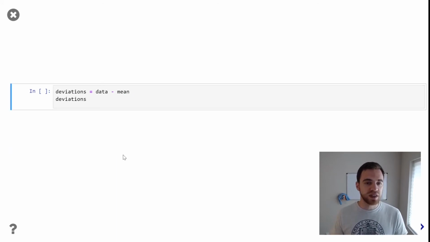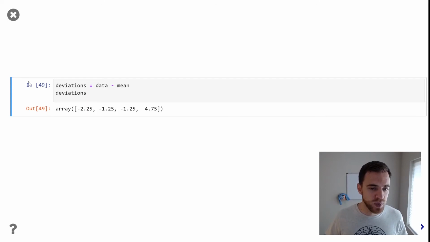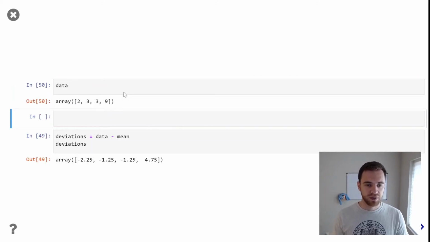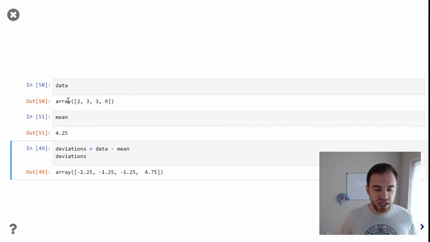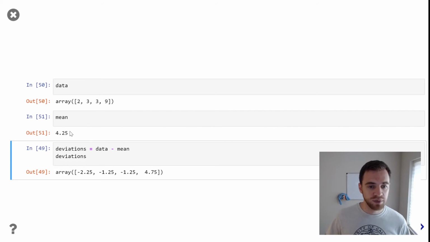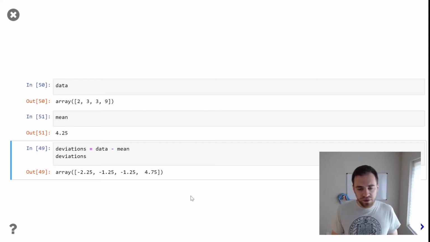So I'm going to take the deviations. This is the difference between a data point and the mean. Remember, my data here is this, and my mean was this. So I take each of these numbers and I say, how far is it to the mean? 2 minus 4.25, it's 2.25 units to the left of the mean. 3 minus 4.25, it's 1.25 to the left of the mean. That's why it's negative, it's to the left. And then 9 is 4.75 units to the right. That's why it's positive. So these are all of the deviations.